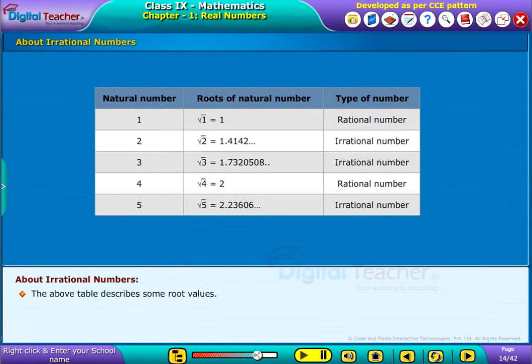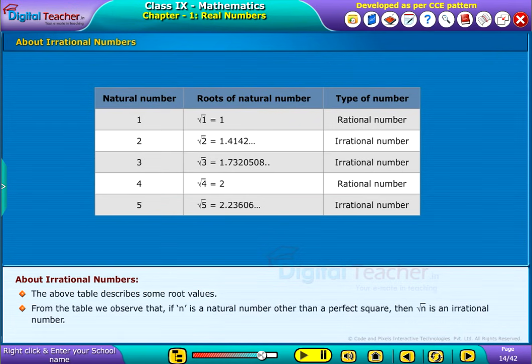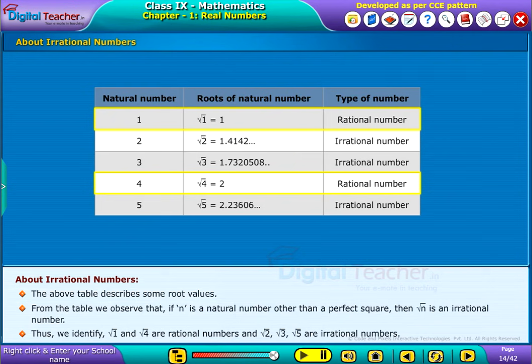The above table describes some root values. From the table, we observe that if n is a natural number other than a perfect square, then root n is an irrational number. Thus, we identify root 1 and root 4 are rational numbers, and root 2, root 3, root 5 are irrational numbers.